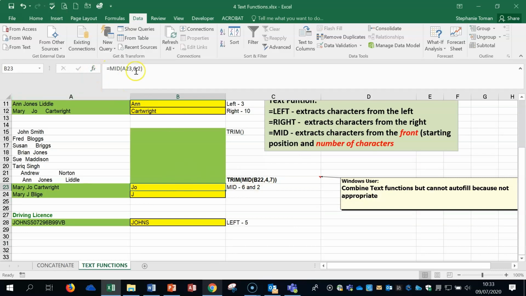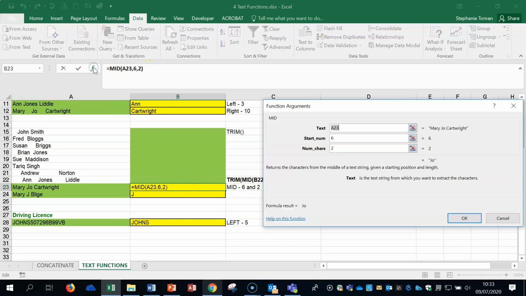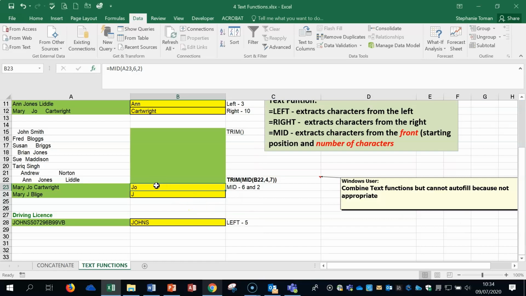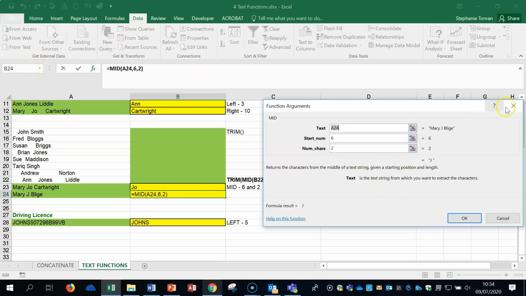If we look at it in the FX, the insert function, you can see that you've got where the text is, the cell, the start number from the beginning, which the exam would tell you again, and the number of characters to return from the middle. So if we OK, that's why we get the Joe. If we did this one, we've got 6 and we've got 2, and that's why we get the J. So pretty much follows the same idea as that one.